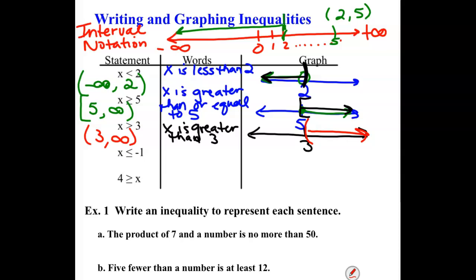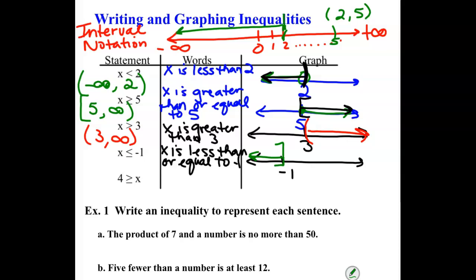Okay. Next one. We would read this as x is, good, less than or equal to -1. Okay, picture your number line. You need a -1 somewhere on there. We want numbers that are less than or equal to it. So what type of bracket? Squared, good. Squared off bracket, and we're putting our arrow to the left. So our squared off bracket curves around that.